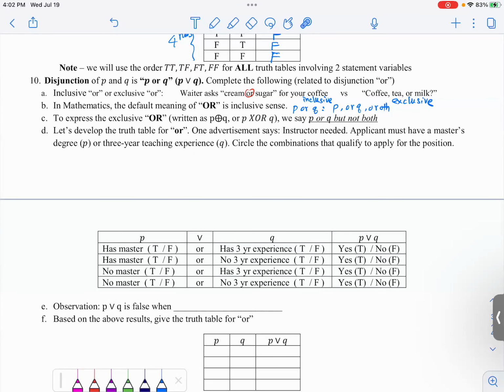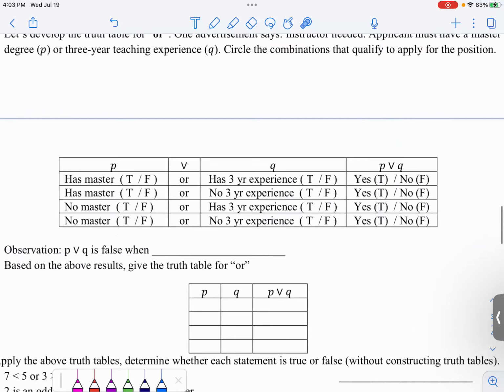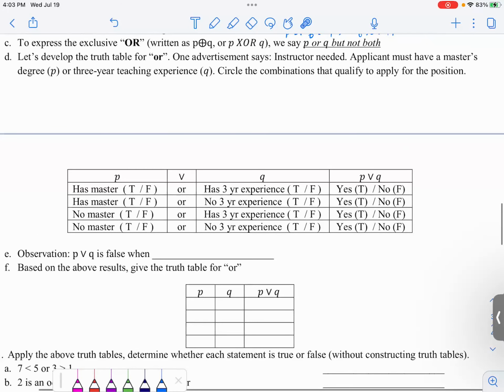Let's first develop the truth table for or. Now, again, when we say this or, we already have agreement here. The or is inclusive or. I would like to use, again, one example to help you develop the truth table. Suppose one advertisement says, we want to hire an instructor, and the applicant must have a master's degree or 3-year teaching experience. So we are going to denote master's degree as statement P, and 3-year teaching experience as Q.